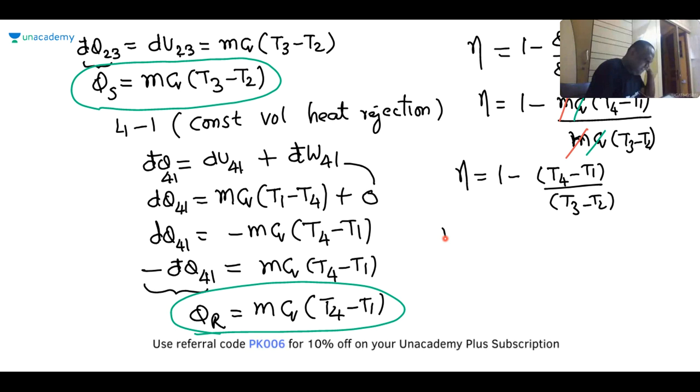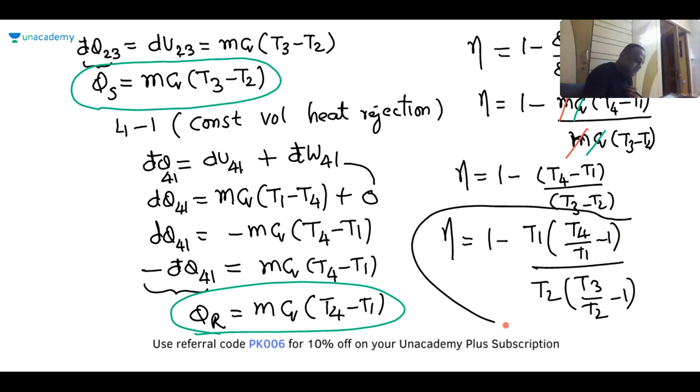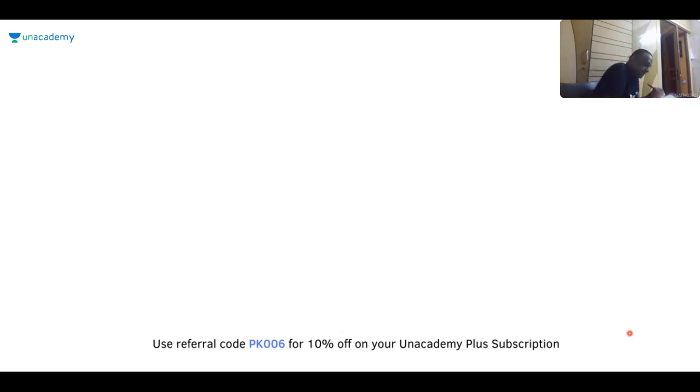Excellent. So efficiency can be written as 1 minus... Let us take T1 outside from the numerator. When you take T1 outside, it will be T4 by T1 minus 1. And when you take T2 outside from the denominator, it will be T3 by T2 minus 1. Excellent. Now, let us mark this as equation 1. Now, my dear students, let's proceed. No one should be in a hurry, because let us learn the subject neatly.